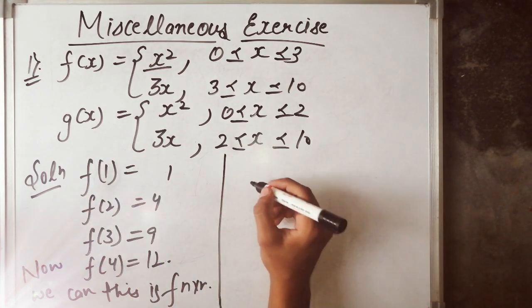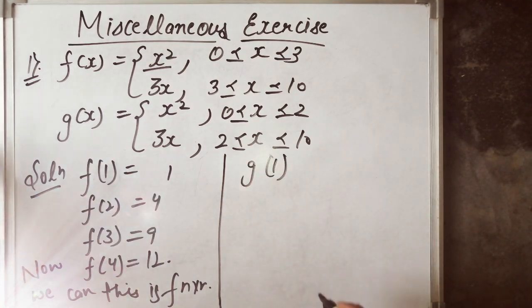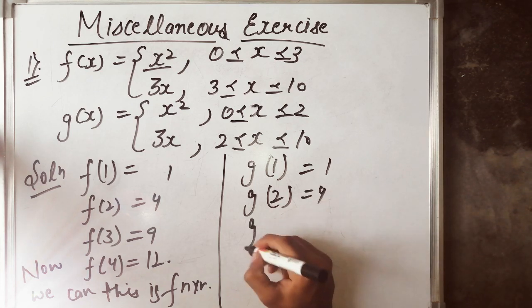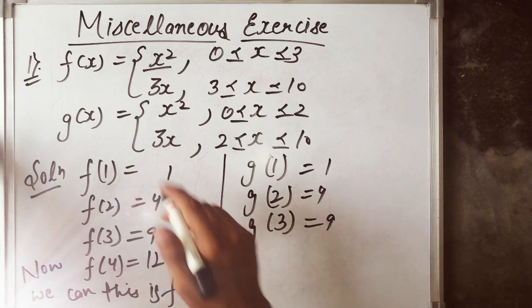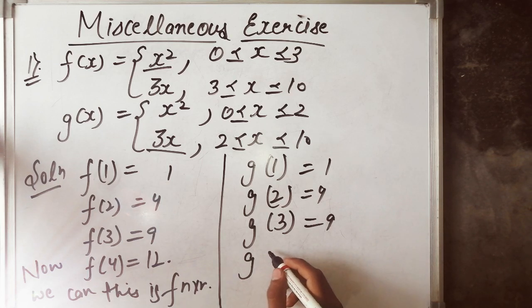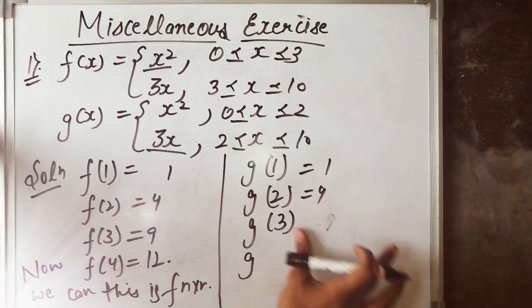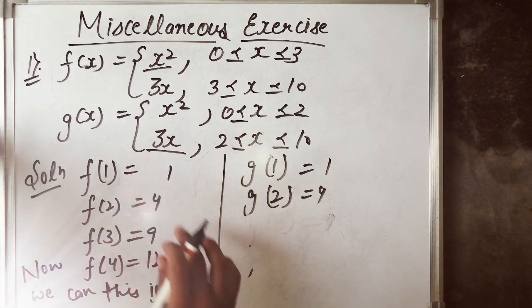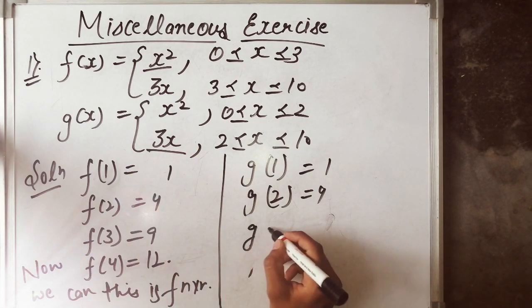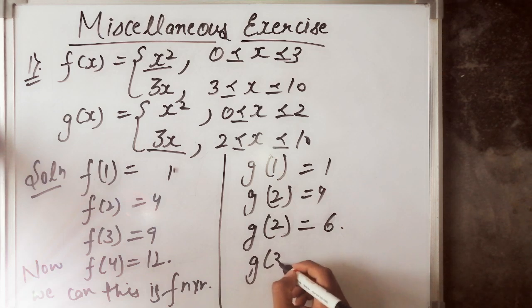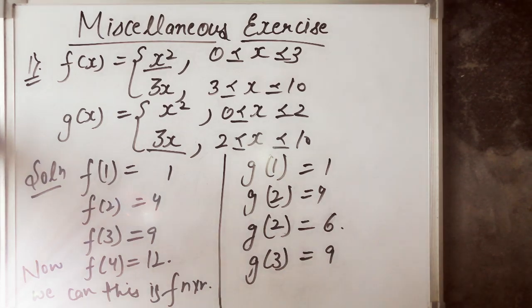Now let's have a look at the g function. g of 1 equals 1, g of 2 equals 4, g of 3 equals 9, and now the time came for this function. I regret the mistake, but here 2 will come because the value of x is ending at 2 and the other function starts from 2. g of 2 is 6 and g of 3 is 9. Let me explain once again.